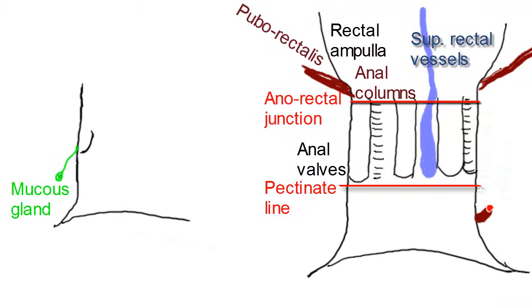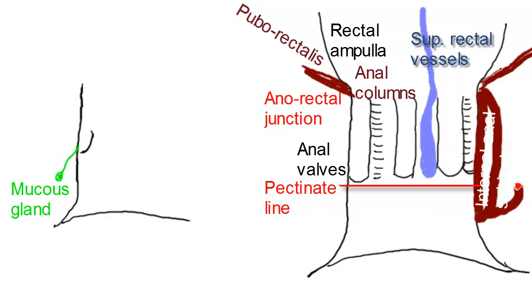This is the internal anal sphincter. The internal anal sphincter surrounds the upper two-thirds of the anal canal, and it is in fact a thickening of the circular muscle coat of the rectum. I'm drawing it on one side. This is the internal anal sphincter.